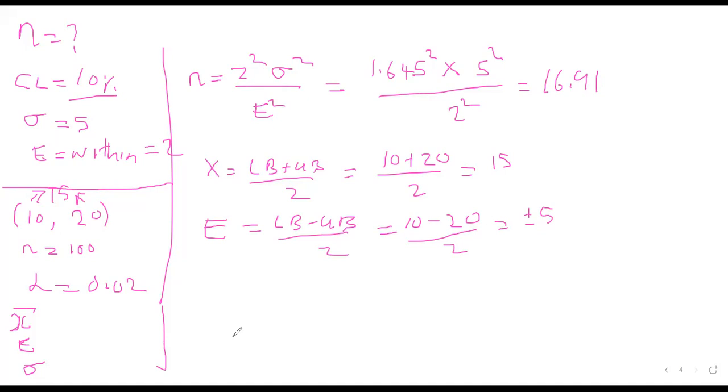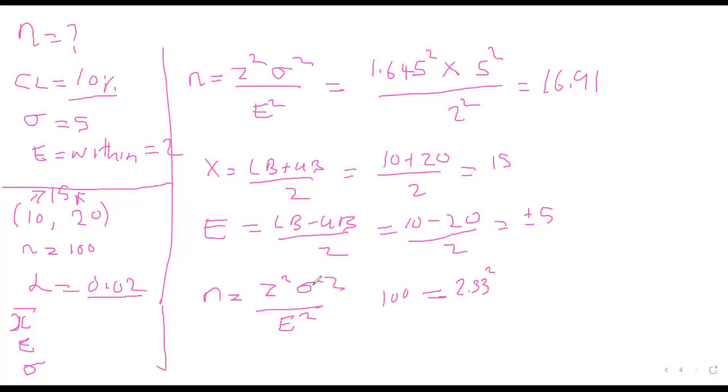So now you are asked to calculate the standard deviation. So we know that sample size is given by the following formula. So our n has been given as 100. Our z from 0.02, who can tell me what is our z from 0.02? It's 2.33.